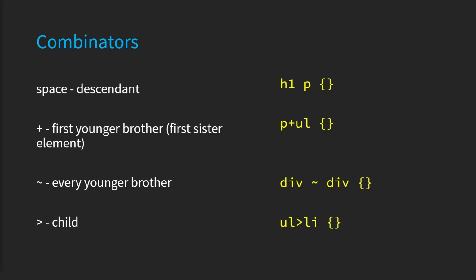The next sign is a tilde, which means every younger brother. And we have a rule for this combinator, where we can see div tilde div. And we can read it like: take all the div tags that are younger brothers of another div tag. And the last example is the greater than sign, which means a child in CSS. And we can see an example for that, where we can see ul greater than li, which means take the li tag, which is a child of the ul tag.